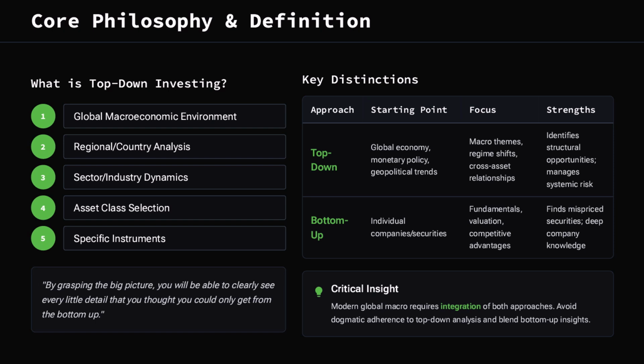Bottom-up analysis begins with individual companies or securities, focusing on fundamentals, valuation, and competitive advantages. Its strength lies in finding mispriced securities through deep company knowledge. The critical insight here is essential. Modern global macro requires integrating both approaches. Avoid dogmatic adherence to one method. Blend top-down context with bottom-up insights for superior decision-making.